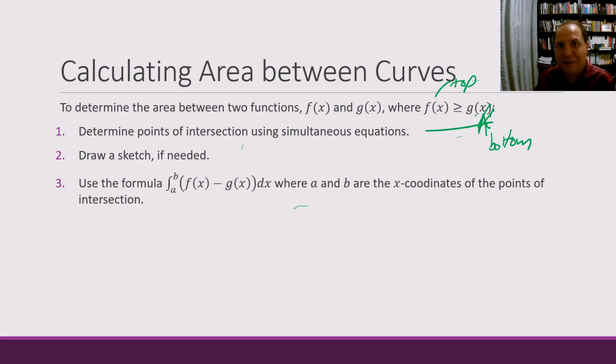After that, our second step is to draw a sketch to help if we need to. And then the last step is to use this formula. So we use our integral from a to b, so from our points of intersection, and then the formula is top curve minus bottom curve. And that will give us the area between our two functions.